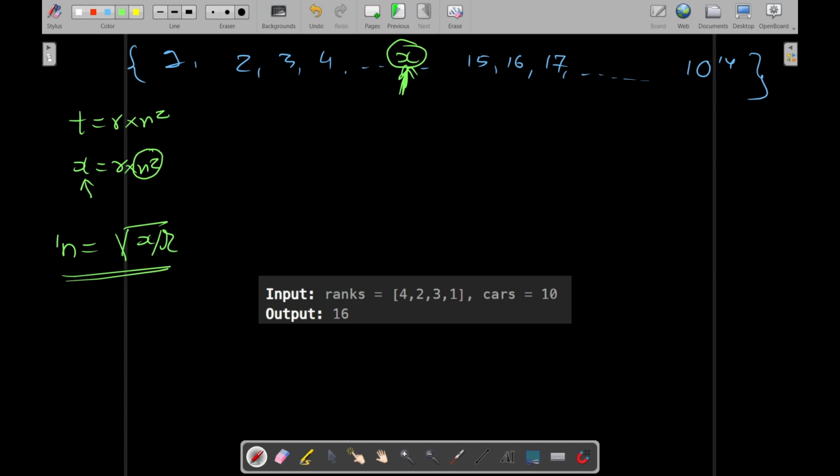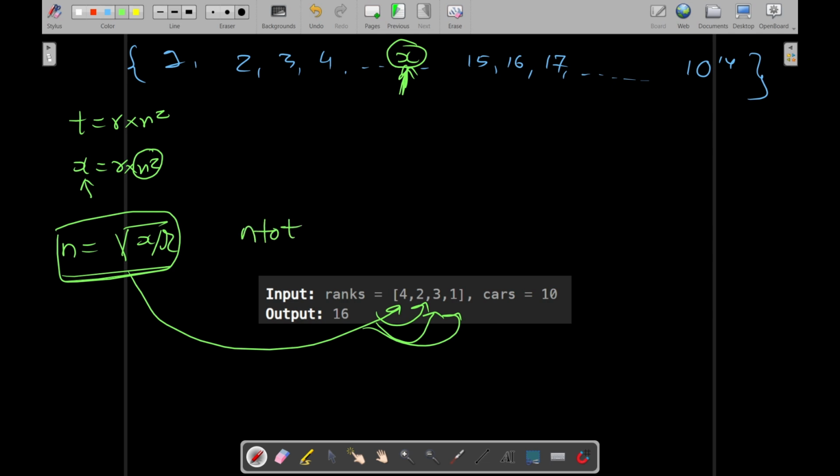I hope I am making some sense. So calculate this n for each value of the array like this. And at last, we will have some total n. Let us name it n tot. If this is greater than or equal to cars, it means that given this time X, I can definitely fix this total number of cars, as well as I am also able to fix an extra number of cars which is not given to me right now.